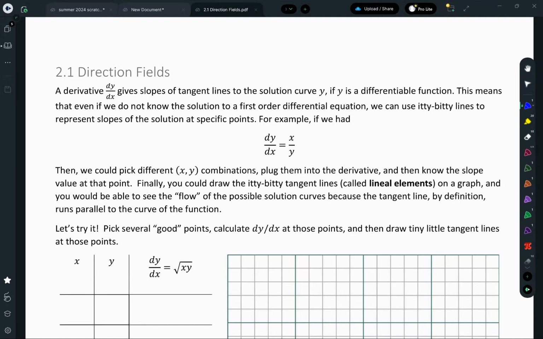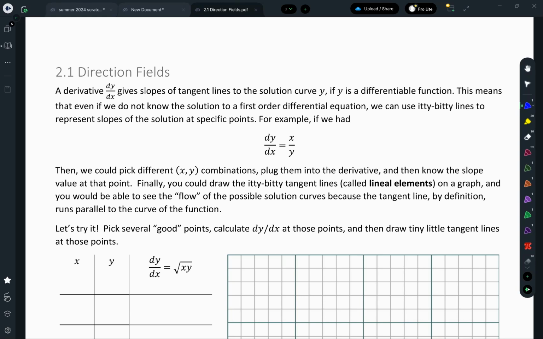Today we're going to cover 2.1 from our book. This is a section about direction fields. In this section, we still do not know how to solve a differential equation. And so what we're going to do is examine how maybe we could see the way that a solution behaves, given that we know what our first order differential equation looks like.